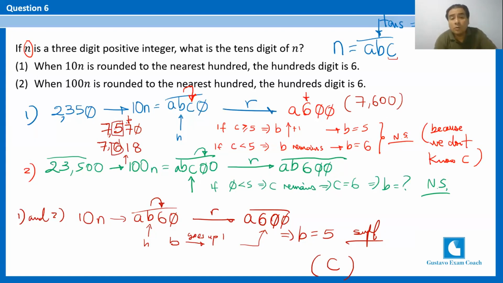And so when we know for sure that the value is 6 for the units digit of n, then now we know that it must have been something like this, for example. In this case, it could have been 560, something like this. When you round it, you get something like 7,600. Knowing this means everything.